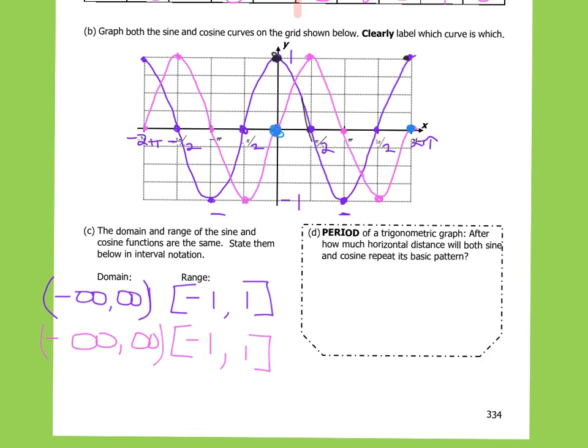D, period. So this word is very important. It's a vocab word. It's going to pop up especially when we get to word problems here. Okay? So highlight it, star it, whatever. A period of a trigonometric function. Yeah, that was smooth. Trigonometric. After how much horizontal distance will both the sine and cosine repeat their basic pattern? So let's talk about the cosine.